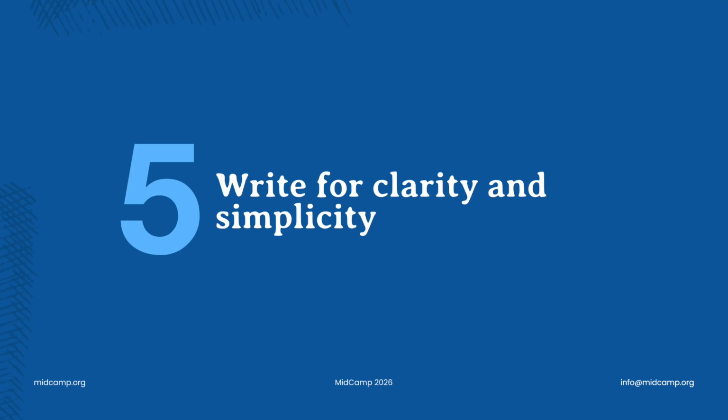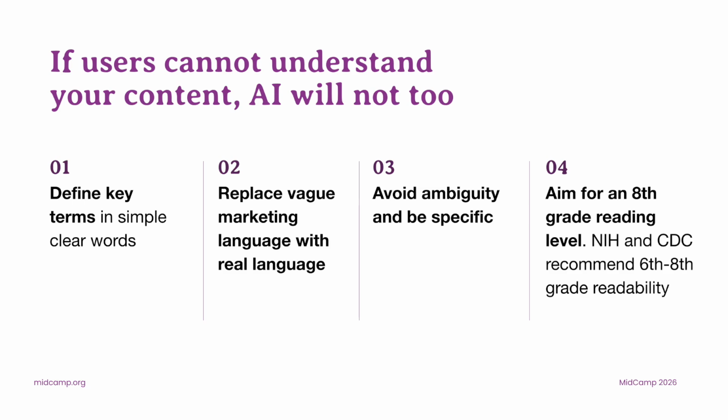So users who can't understand your content, well, AI won't either. So we need to make sure first to define key terms in simple words, kind of like what we saw on the Cleveland Clinic when it said CAD, cardiac heart disease, making sure that was clear. Replace vague marketing language with real language. This is something you really got to think about because this can impact your brand from an authenticity point of view. And if people feel like they're being marketed to, they will not want to work with you. Avoid ambiguity and be specific. And number 4, aim for an 8th grade reading level.